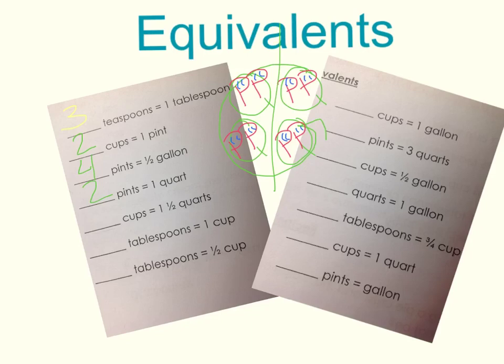How many cups in 1.5 quarts? Well, we look at 1 quart, and we look at half of a quart. And it ends up how many cups? 2, 4, 6.